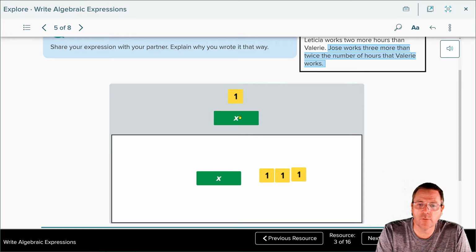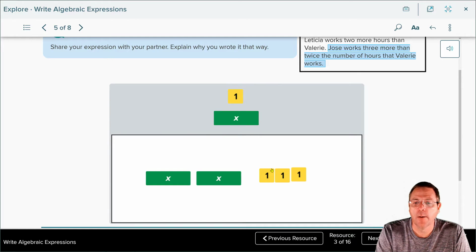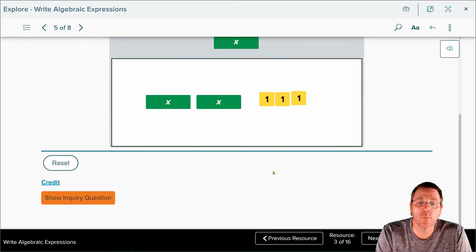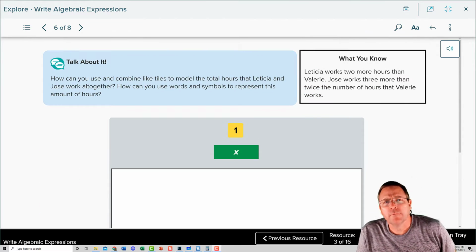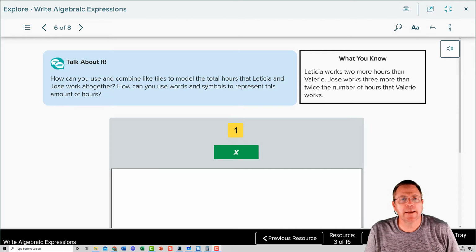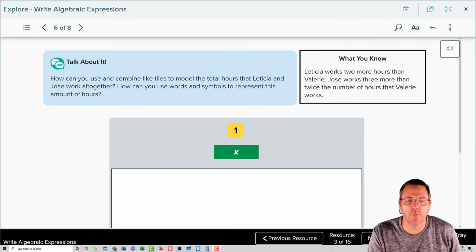So Valerie works this, so if we have 2 of the Valerie hours plus 3 more, we're going to find out that Jose, he's one hard-working cat. Now to finish this up, we're going to take and combine our tiles to model how many total hours that Letitia and Jose work together.